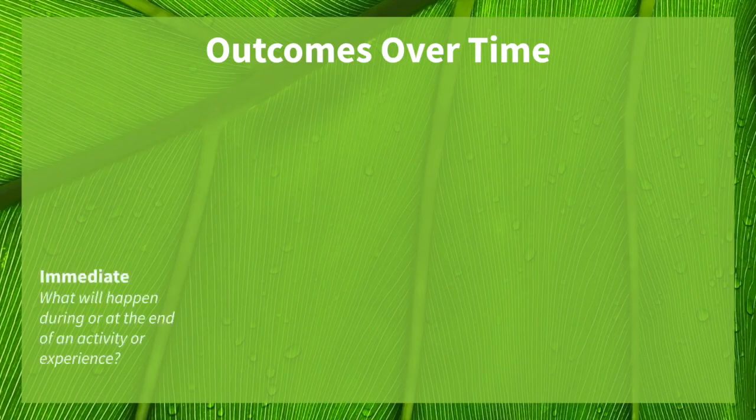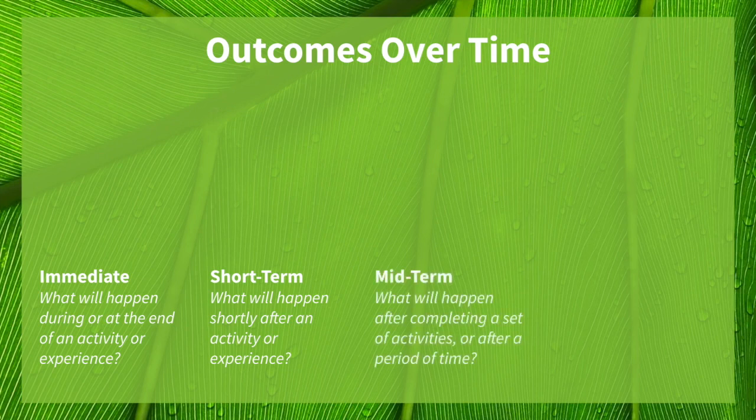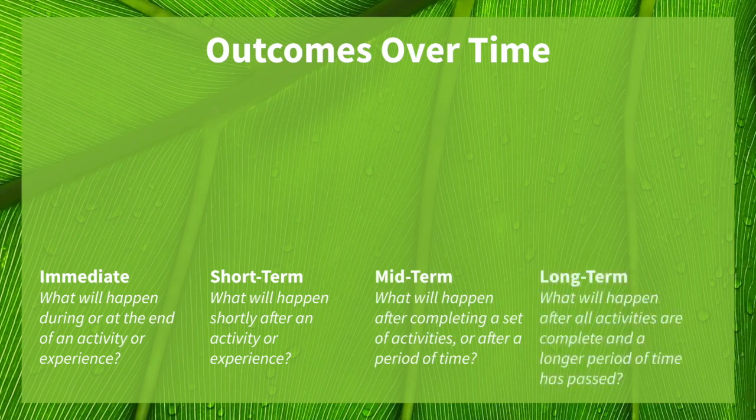Immediate outcomes occur as a direct result of an activity or experience. Short-term outcomes are the desired change during or just after completing an activity or a certain experience. Mid-term outcomes are the desired change after completing a set of activities. And long-term outcomes are the desired change after all activities have been completed and more time has passed. You can decide what time frame is most useful for your team. Just try to think about what outcomes you need to reach in order to achieve your desired impact.